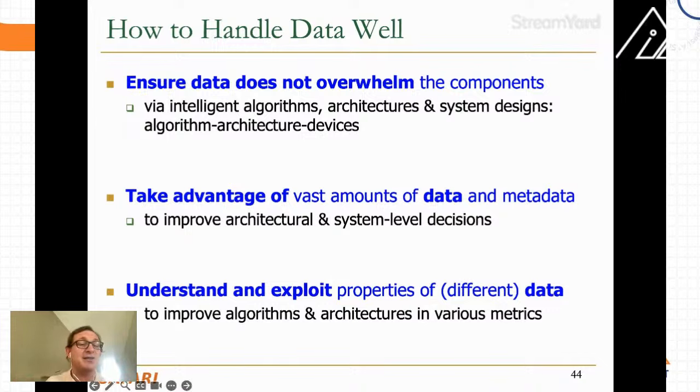Let me mention the second and third one also. So today, there's a lot of data and metadata that's flowing through the system when we run an application in a processing system. We could take advantage of it so that we could improve the system itself. So there are a lot of controllers, caches, memory controllers, storage controllers, prefetchers, et cetera, that exist especially in the memory hierarchy of the system. If we can actually understand and learn from the data and metadata, we can improve the architectural and system-level decisions that we're making. Let me give you a very quick example.